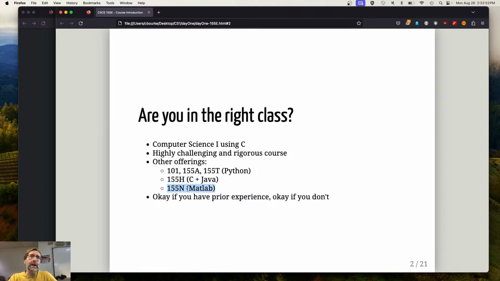And then if you are a general purpose, general engineering major, then you may or may not want to consider MATLAB instead. But otherwise, if you're computer science, computer engineering, some data science folks, and anybody else? No, I think that's it for now. There will be a robotics major coming up, maybe in a year or two. But if you are in the right place, all right? It's okay if you have prior experience. It's okay if you do not. Again, we are starting from scratch.